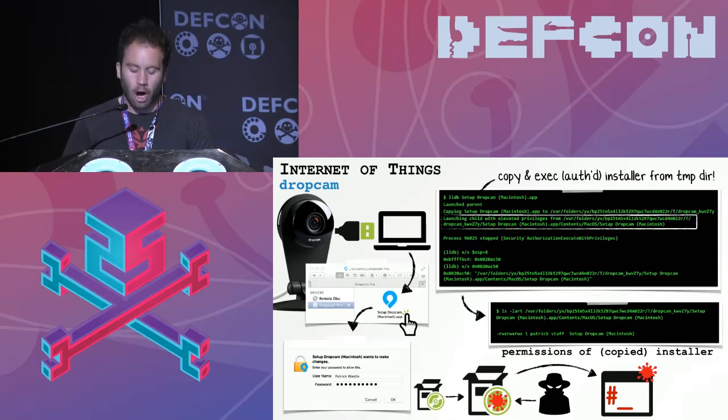And again, since the authorization execute with privilege function does not validate what is about to be executed, as soon as the user completes the authentication, our malicious code will be executed now with root privileges.